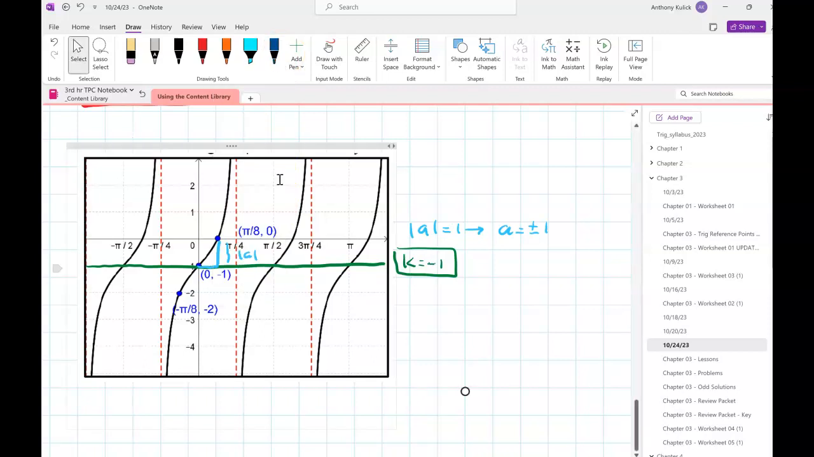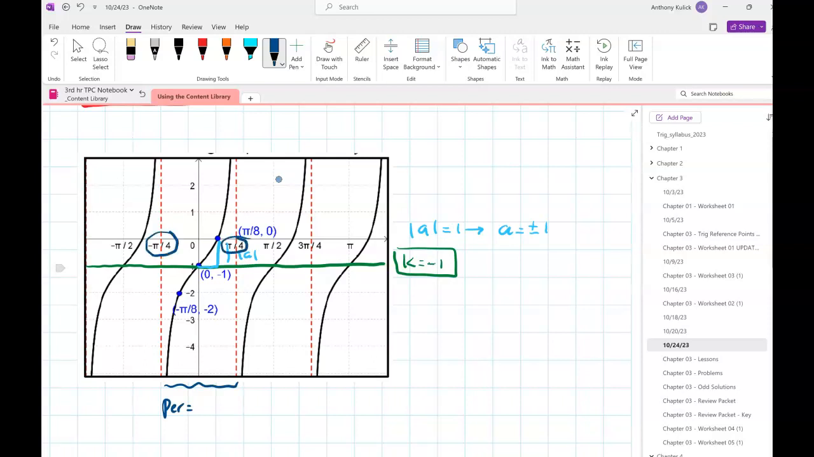Now let's find the C. What do we need to look at to find the C? Ava? Great, which is the period. Yup. And this looks like it goes from negative pi over 4 to positive pi over 4. How far is that? Reese? It's pi over 2, right? Because it's a quarter pi plus a quarter pi. 2 quarters makes a half.